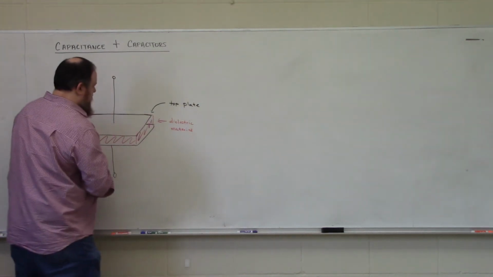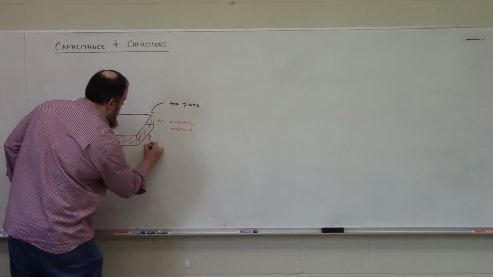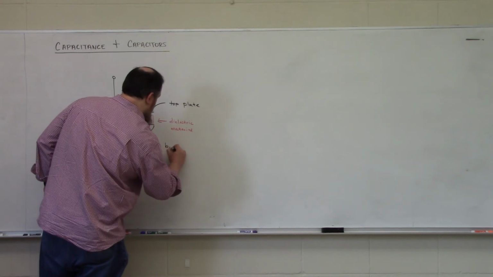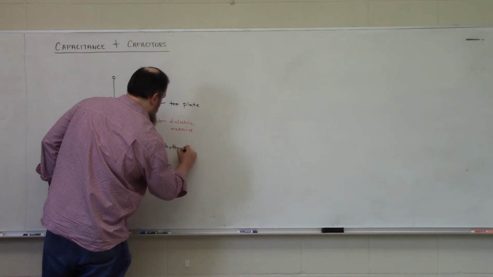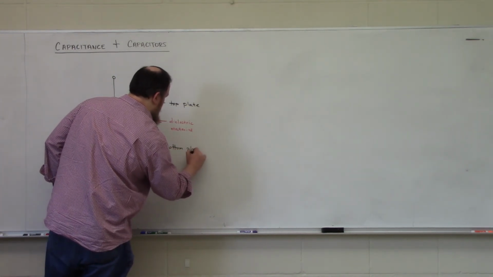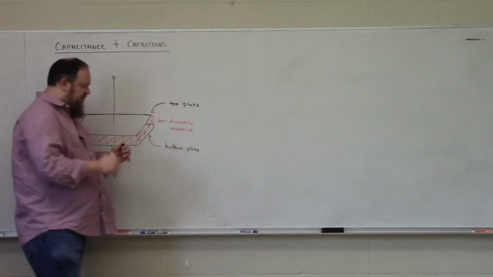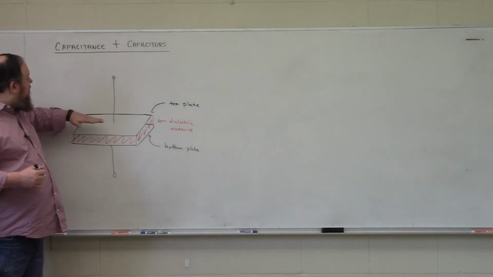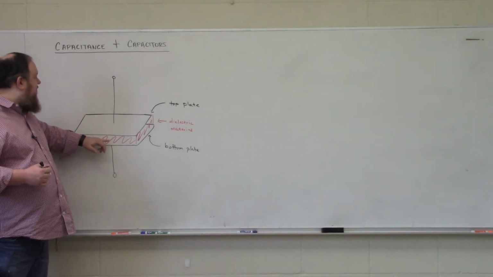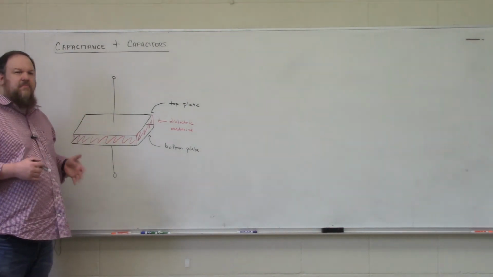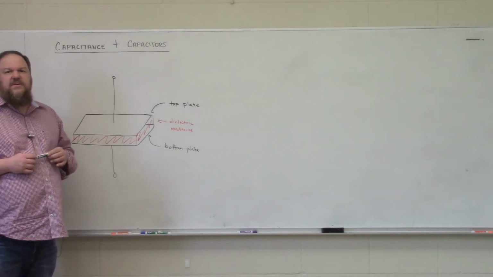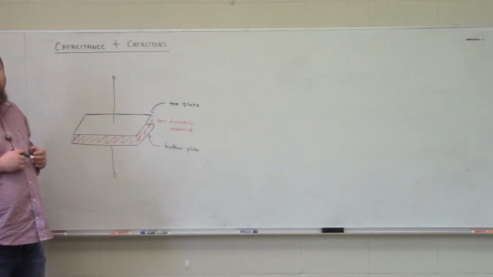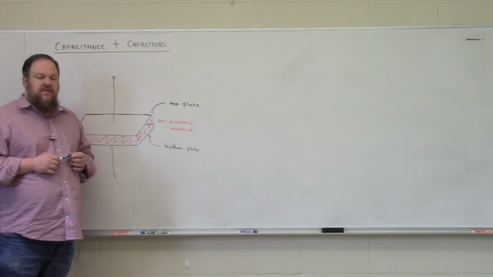Top plate and our bottom plate. So we have a sandwich-like structure, a top plate, a dielectric material, and then a bottom plate. This dielectric material is insulating, meaning that it's very difficult for current to pass through.